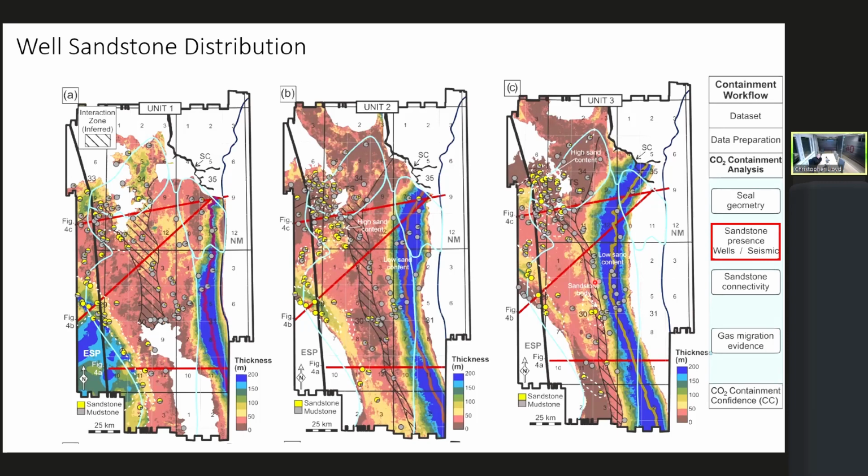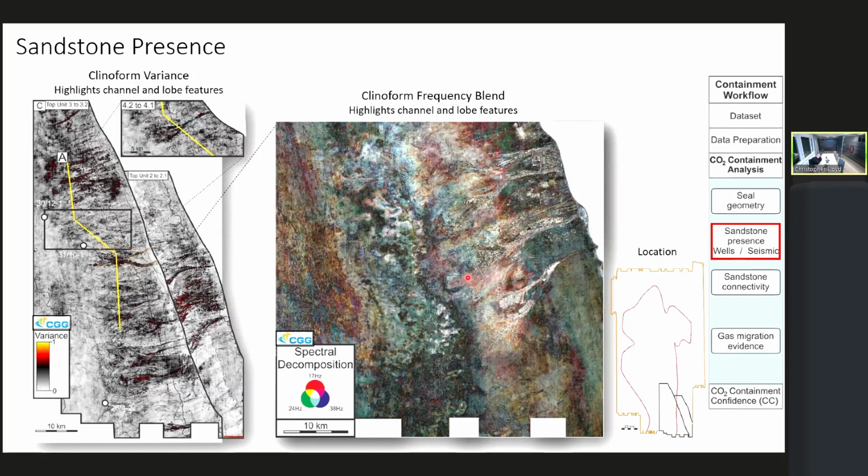But in the areas where we had poor well control, we looked at the seismic and looked for seismic geomorphologies. So this is a variance extraction from different clinothems and then a frequency blend. And these are both in the southeastern part of the study area down here. What we see is submarine fans with clear channel lobe geometries, and these represent distributary feeder systems coming from the shelf. Given their unique response relative to the surroundings, we can infer that they are potentially sandy. Obviously this was done for the full area, but I'm just showing you an example.